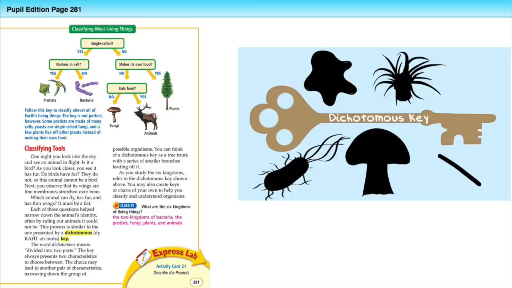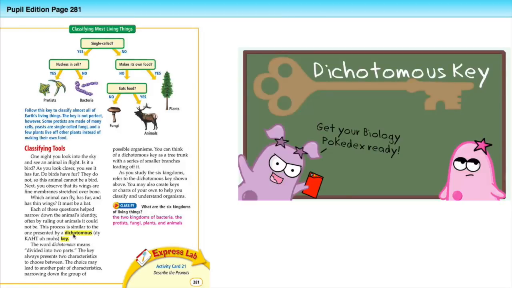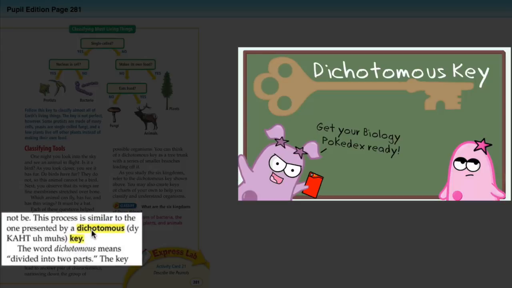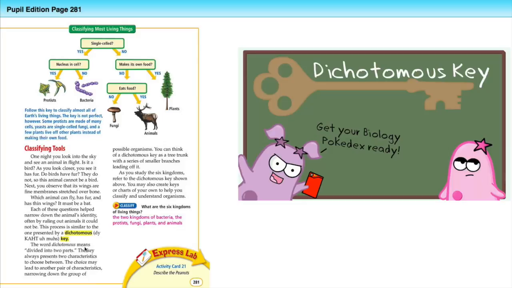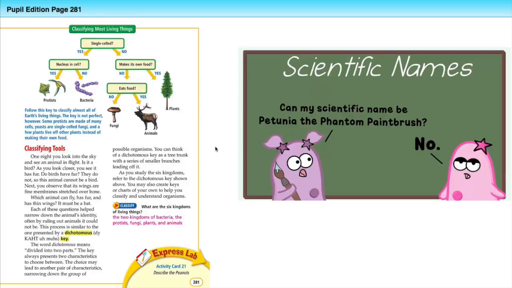All right, on this next page, we're going to find out what they mean by classification. Scientists use what we call here a dichotomous key. Dichotomous means to divide into 2 parts. So when we're using a dichotomous key, this is a tool that just asks a series of yes-no questions.